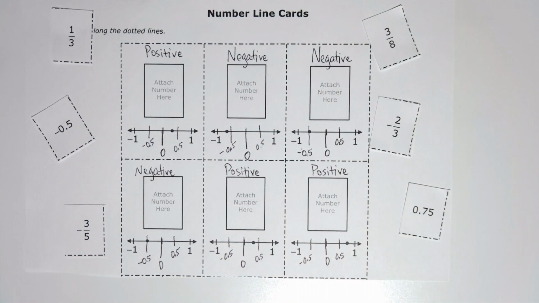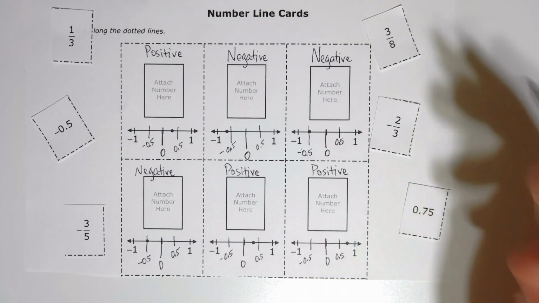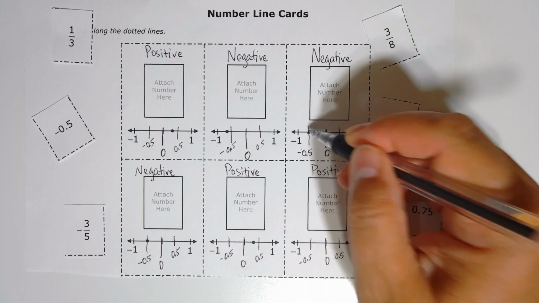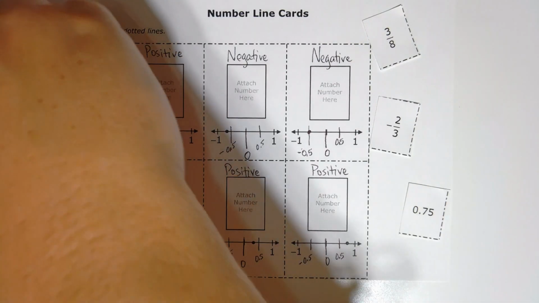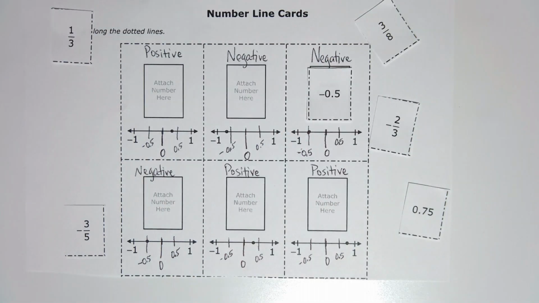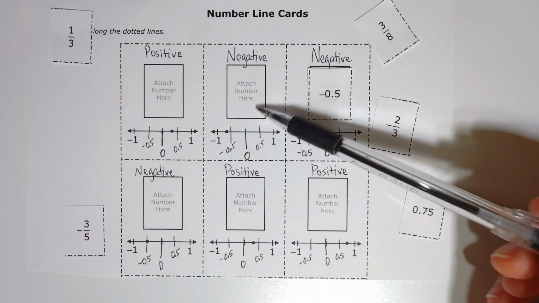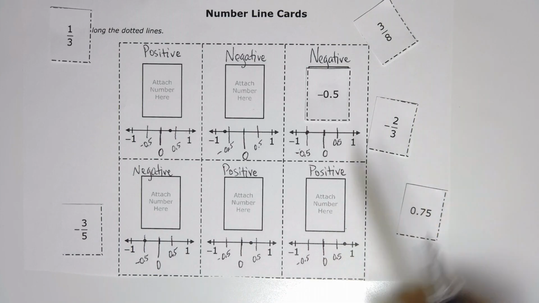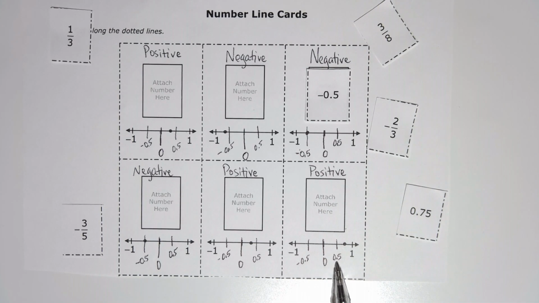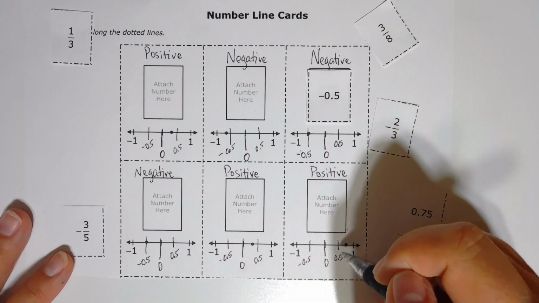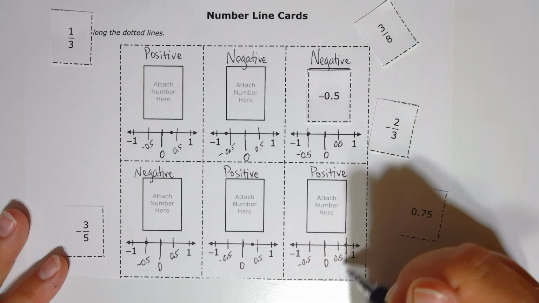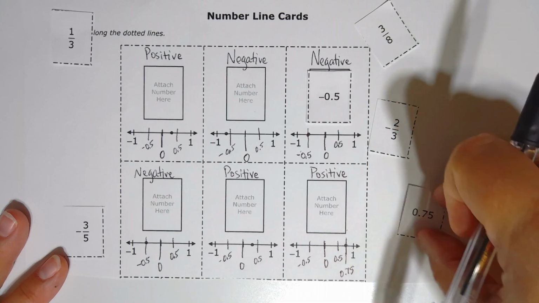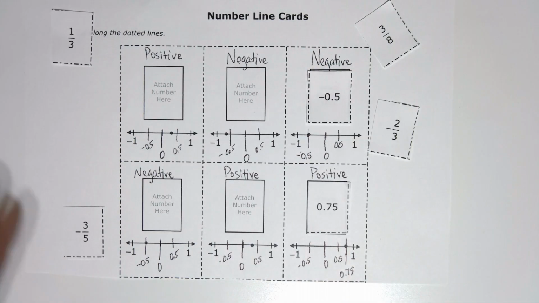Okay. Now, there's a couple of pretty obvious ones. So let's think about this. Let's start with this one right here. The dot fell directly on the negative 0.5. That one is going to be negative 0.5. This one is positive, and it falls halfway between 0.5 and 1. Halfway between 0.5 and 1 is 0.75. And it's positive, so we're going to put that one on there.